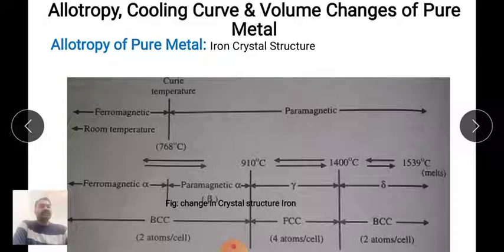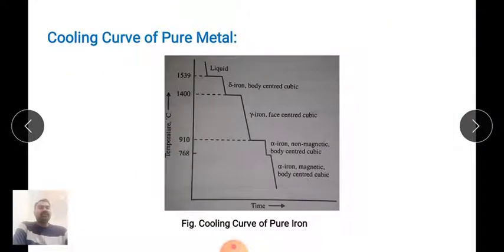Then next we will have to study the cooling curve of pure metal. The cooling curve of pure metal we have already studied.